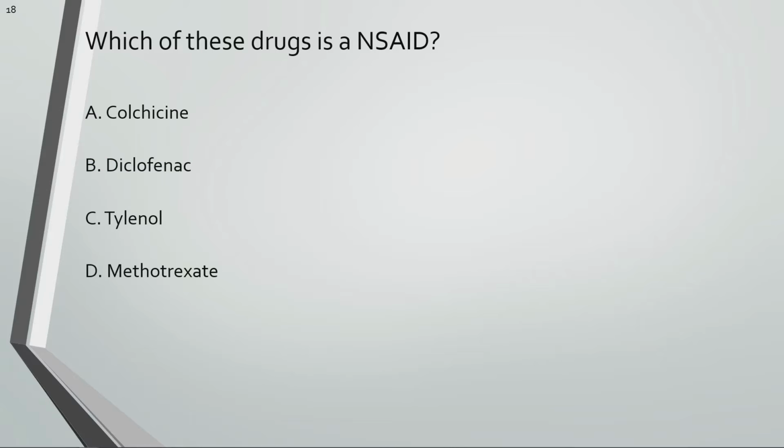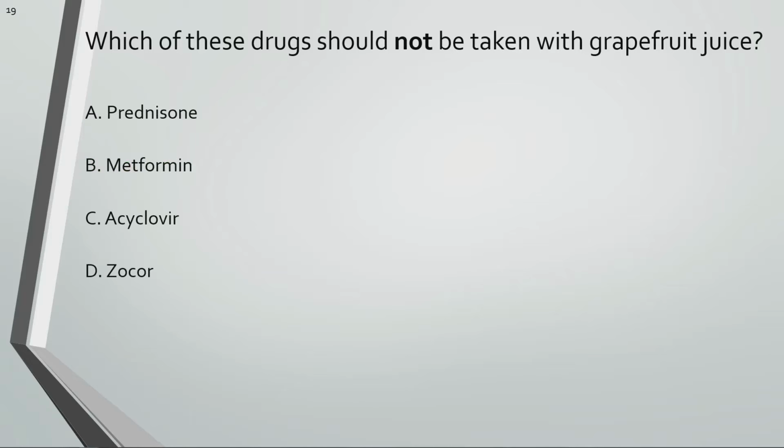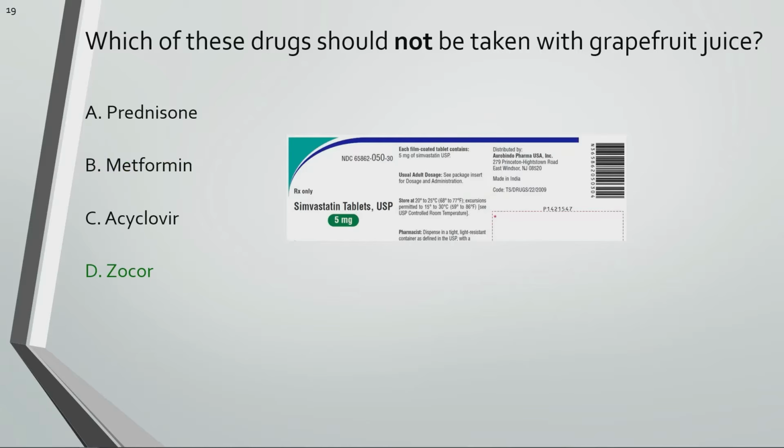Which of these drugs is a non-steroidal anti-inflammatory drug? Diclofenac is an NSAID that's also supplied as a topical gel that went over the counter in 2020. Its brand name is Voltaren and it's used for pain, inflammation, and arthritis. Which of these drugs should not be taken with grapefruit juice? Zocor or simvastatin, along with other statins, should not be taken with grapefruit juice because grapefruit juice contains furanocoumarins, which interact with the enzymes responsible for statin metabolism. This interaction results in a higher concentration of statins and an increased risk of experiencing the adverse effects of muscle pain and aches or rhabdomyolysis.